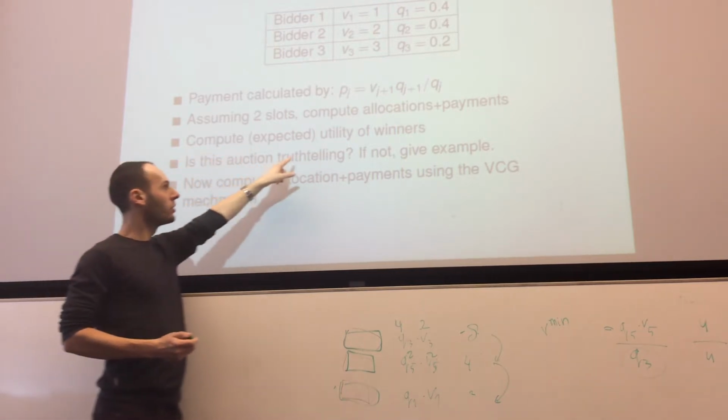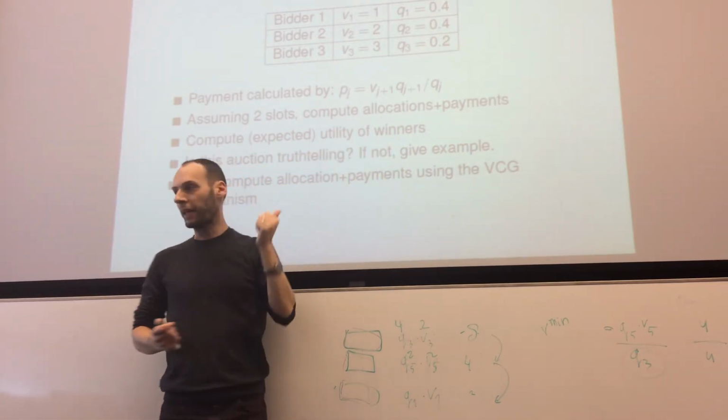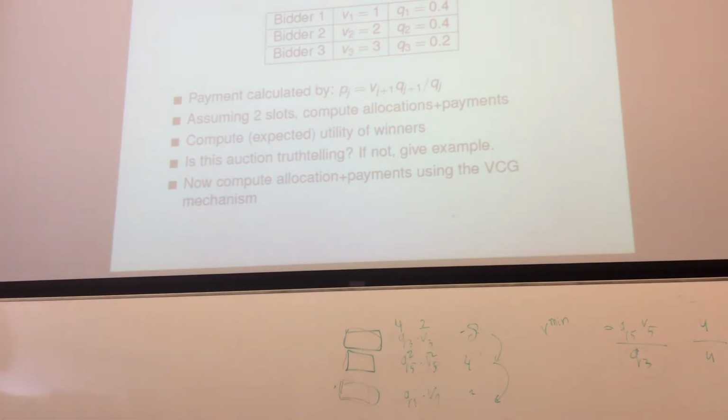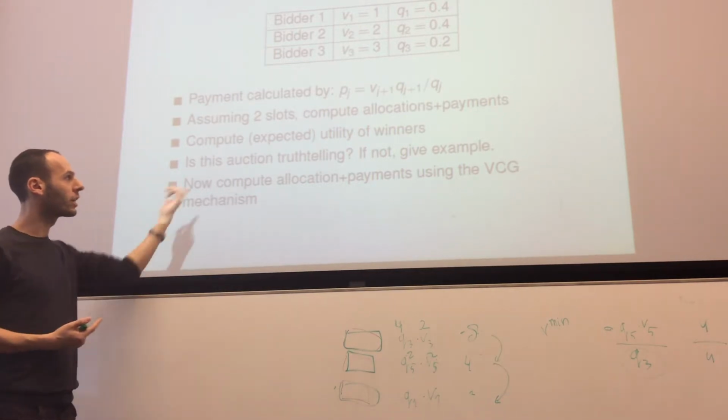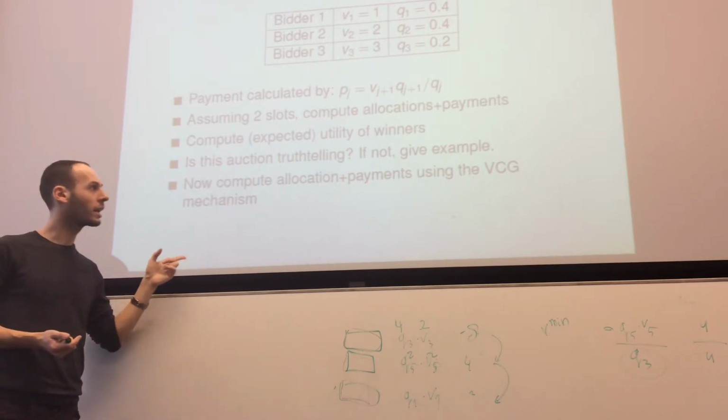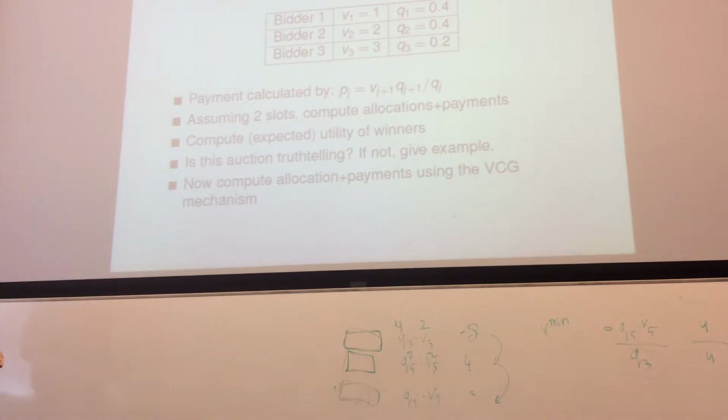Compute also the expected utility of the winners. So the expected utility is what? Expected utility is their utility times the probability of getting that utility. Obviously, they're only going to get the utility if they're clicked. So you have to take into account the probability of being clicked, and the payment is also only conditional on the click. So what is the expected utility of the winners?